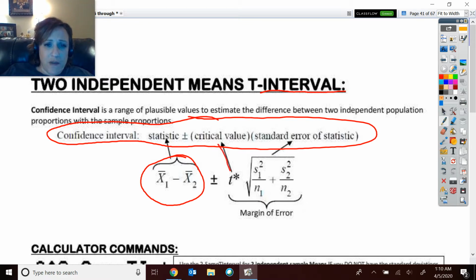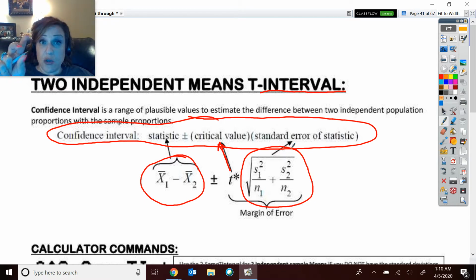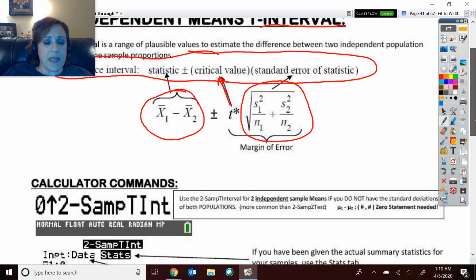Because remember that when we are doing an interval, we're estimating the population amounts from our sample results, okay? And we're getting that plausible range to estimate. Then we have our critical value, which is those t-distributions we talked about in the last video. And then this formula is on the formula chart, the standard deviation for the 2 samples, the standard deviation for those 2 sample means.